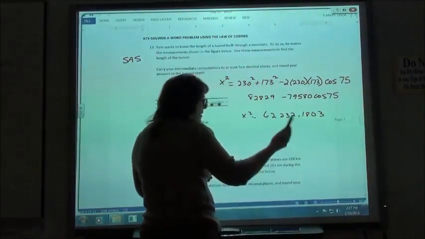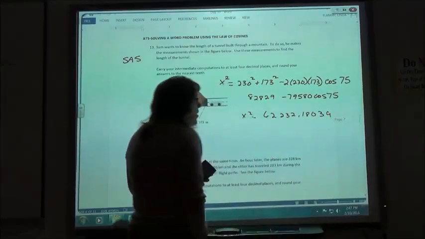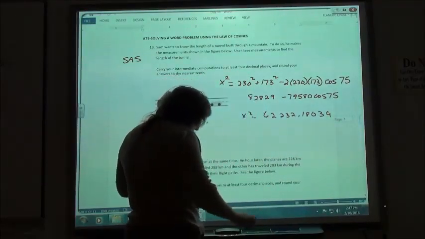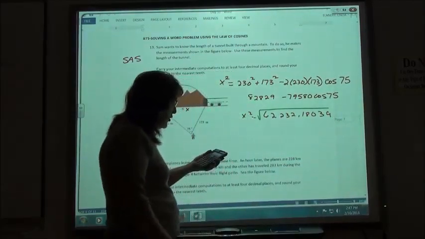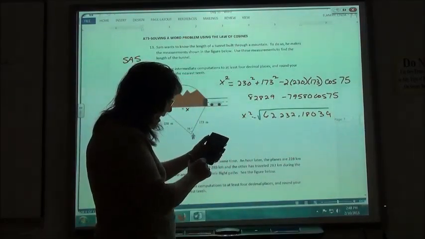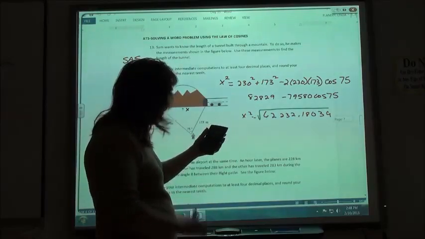62,232.1803. Again, there's a 9 on the end. I'm not really worried about rounding it off. And in fact, I'm not even going to clear my calculator. I'm going to do the square root of my answer. So square root, the ANS button, to do square root of my answer.